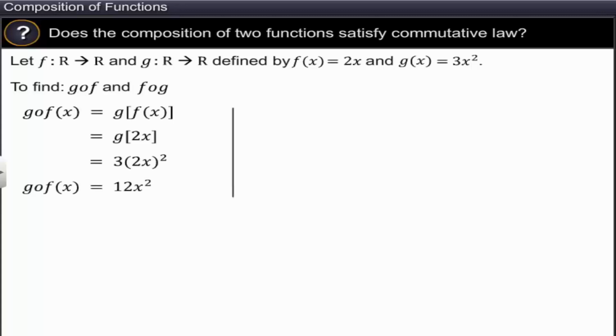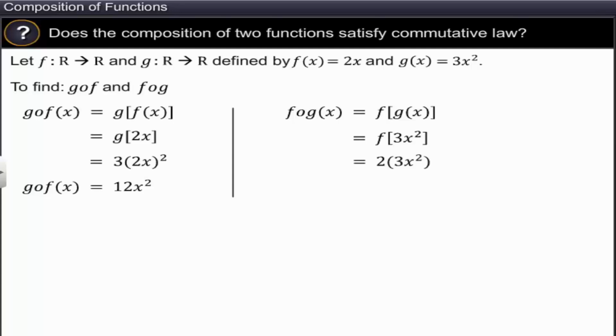Now, let us find the composition of g and f. f circle g of x is equal to f of g of x. Substituting the value of g of x, which is equal to 3x square, this gives f of 3x square.